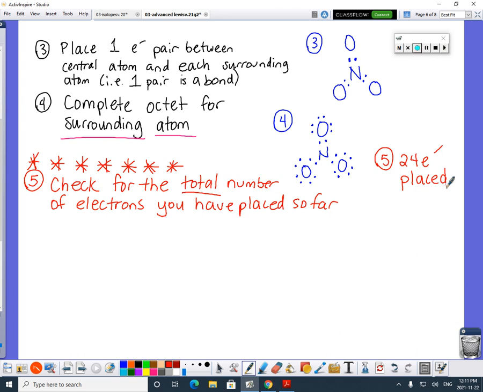Is that our total from the beginning? Yes. So what that means is we cannot put any more on here. So that's why that's step number 1. We highlighted it. That's why it's so important. That's going to guide how many electrons go in your diagram, okay?